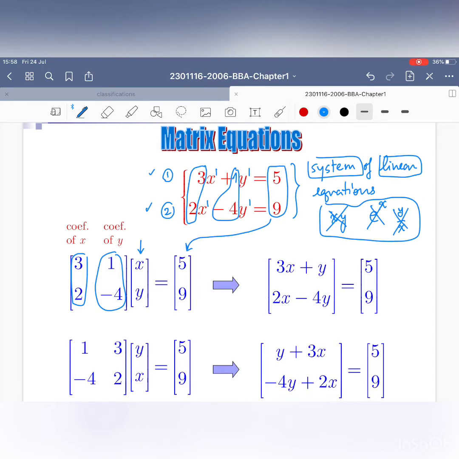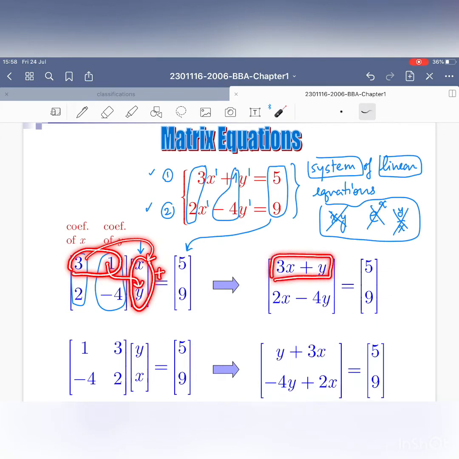If you look at the way we multiply a matrix, it is the row multiplied by a column. So your 3 will multiply with x, your 1 will multiply with y, and then you add them up, so you have 3x plus y equals the right hand side, which is 5. So this corresponds to your first equation right here.